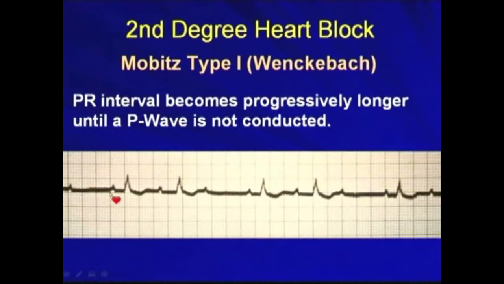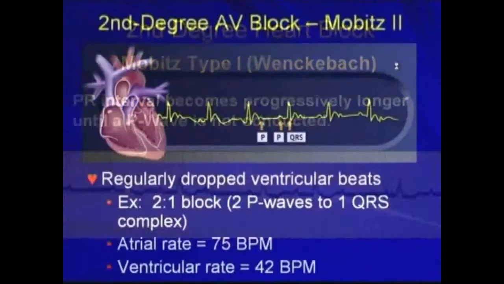Again, in an example, the PR interval becomes longer and longer, until a P wave is not conducted. So the PR interval gets longer and then a P wave is not conducted. This is a typical Wenckebach block.